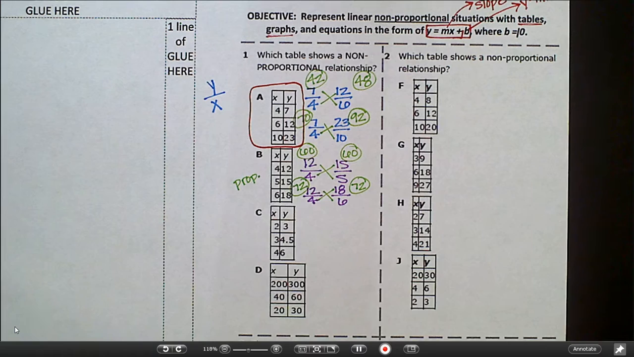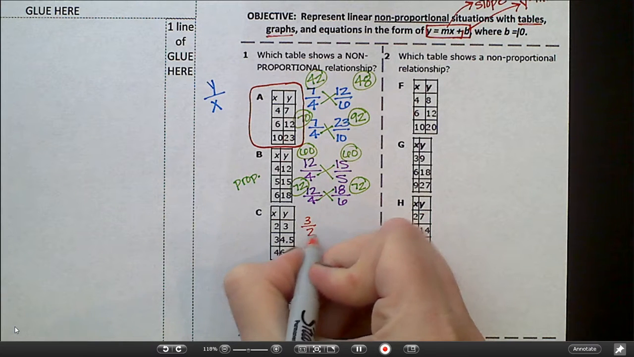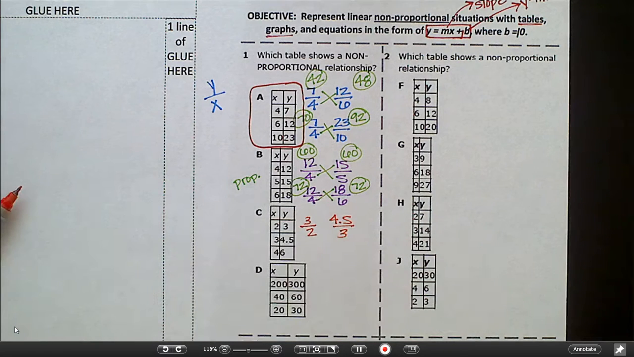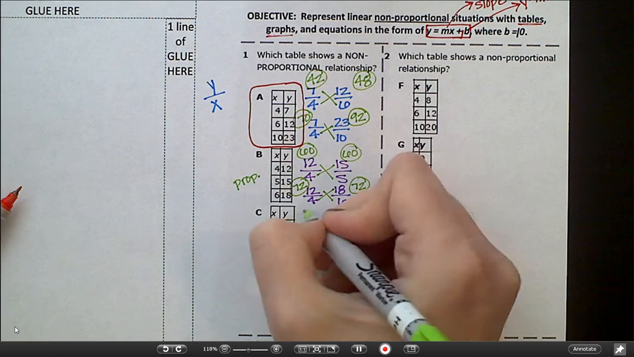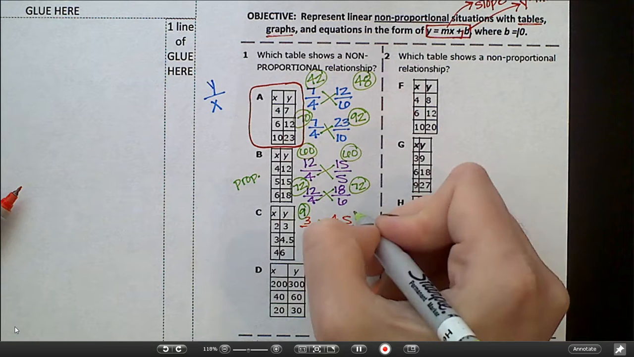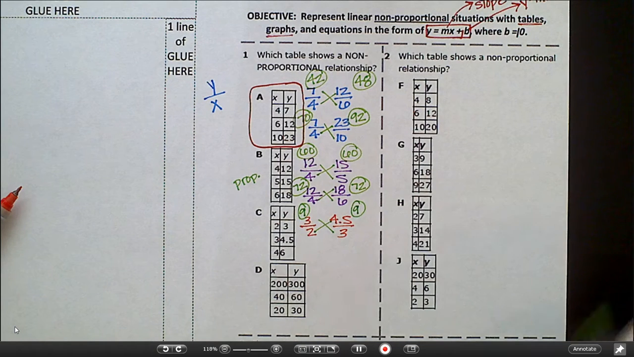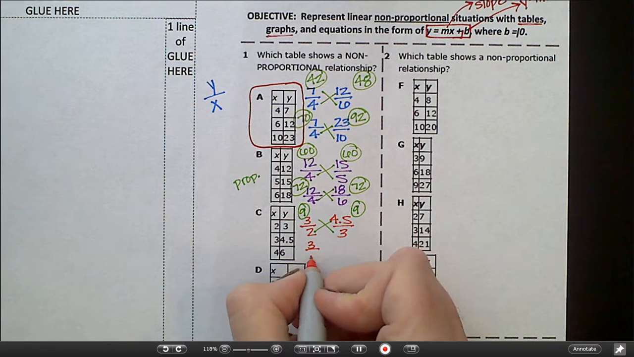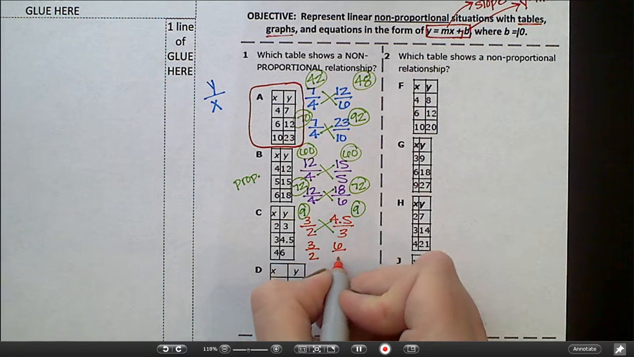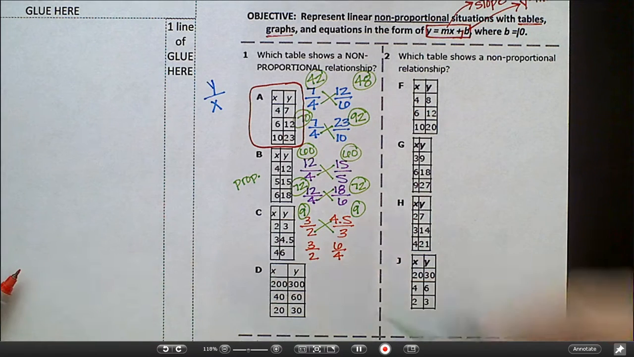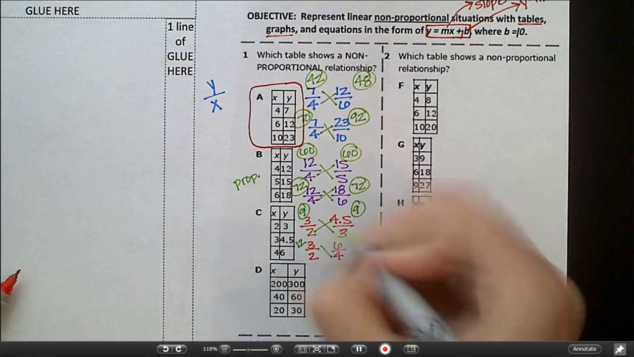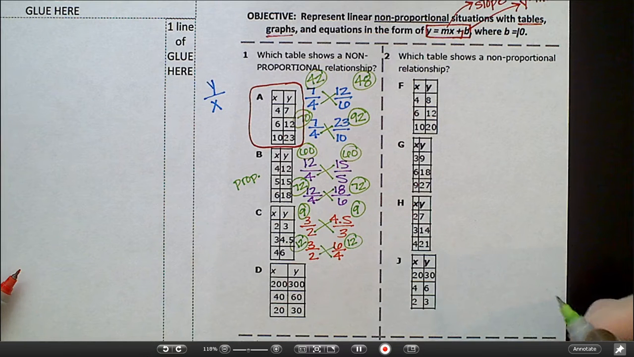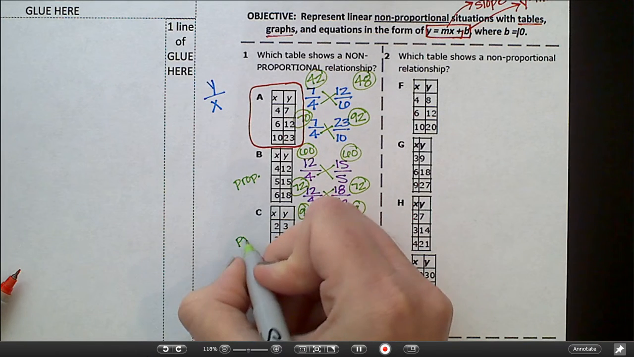Okay, next one, we're going to check 3 over 2 and 4.5 over 3. Cross products, 3 times 3 is 9. 2 times 4.5 is also 9. Check the next pair of numbers, 3 over 2. Check it against 6 over 4. 3 times 4 is 12. 2 times 6 is 12. I've tested all the numbers in this table, and the whole table is proportional.